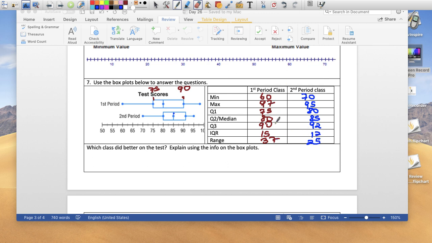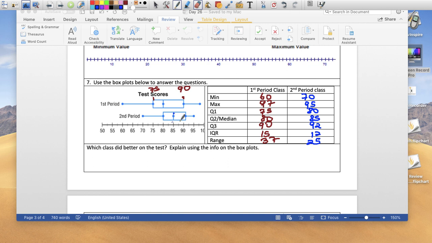So period 1 class had the higher range, right? I guess, kids, you can obviously tell that their MAD would be a little bit bigger because they're more spread out, right? Which class did better on the test? Well, 50% of the first period kids got between 75 and 90. 50% of the second period kids got between 80 and 92.